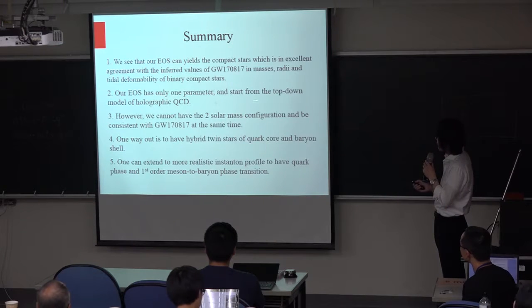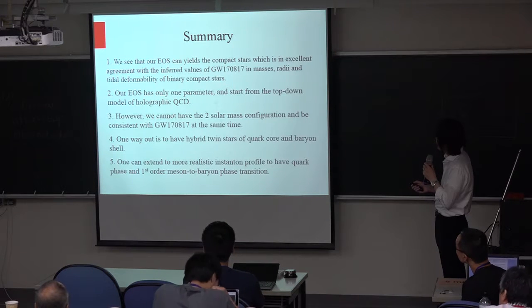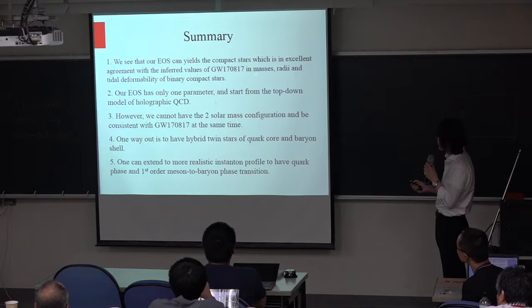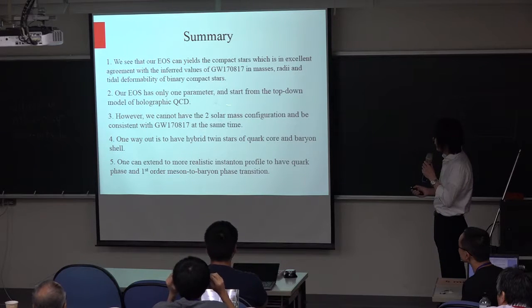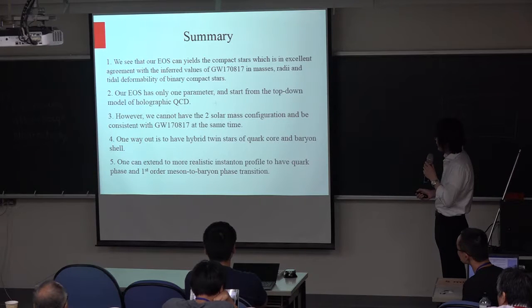So yeah, here's a summary of our study. We have this equilibrium state in the compact stars, which could satisfy these observations in every parameter. Also, we are using a top-down model with only one parameter. This is a great advantage over all the phenomenological models with a lot of parameters.